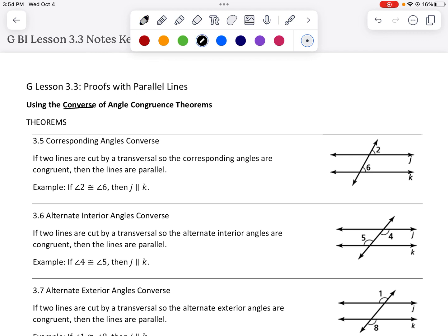Remember the converse. So the conditional, if P then Q, and the converse is if Q then P. So basically we're doing the backwards, the switched around of what we did yesterday. So let's read one of these and I think you'll understand what I'm saying.